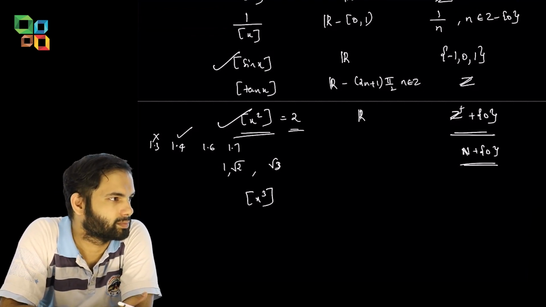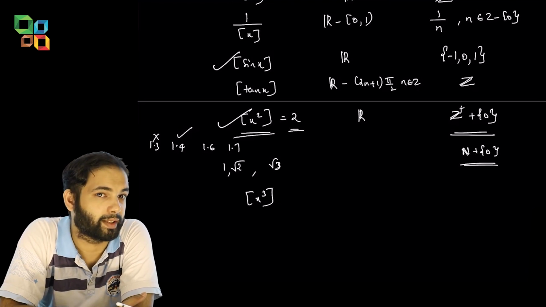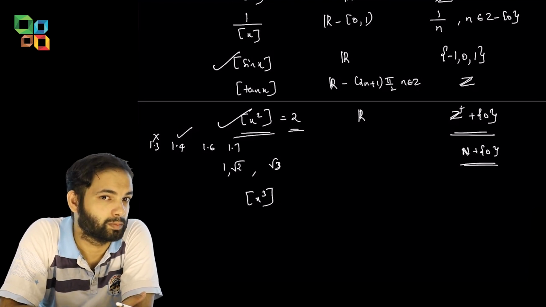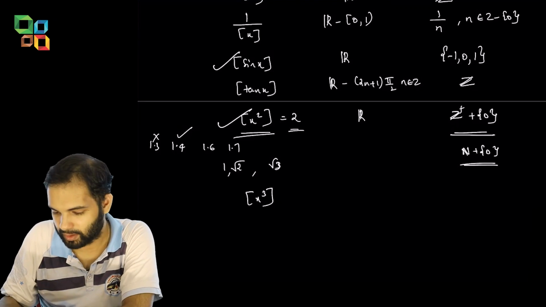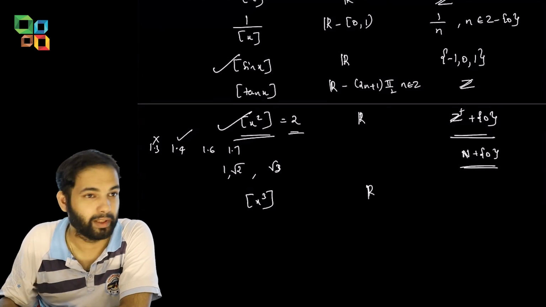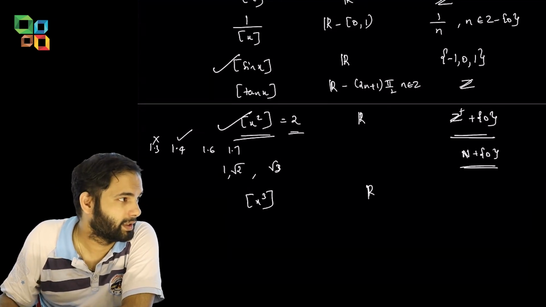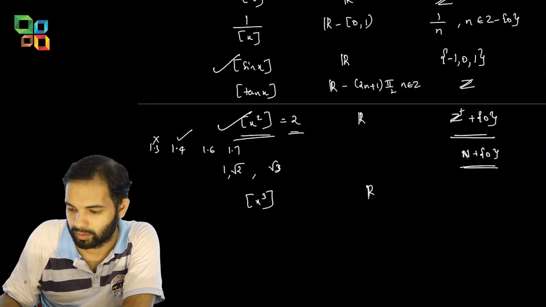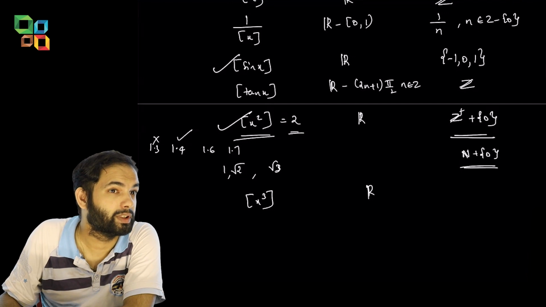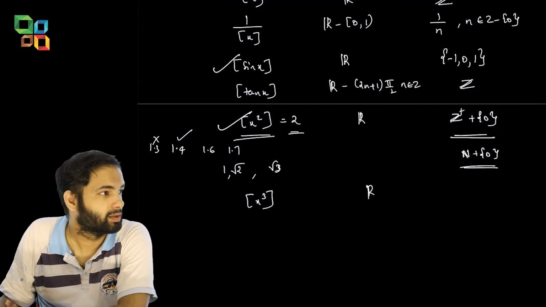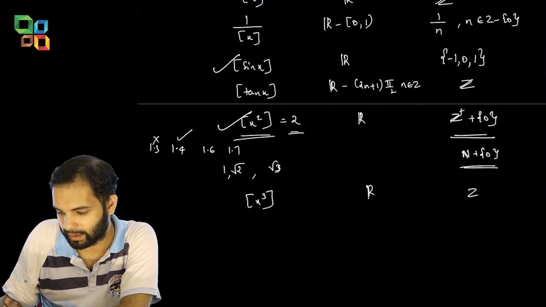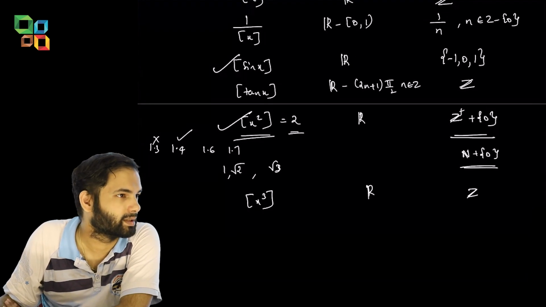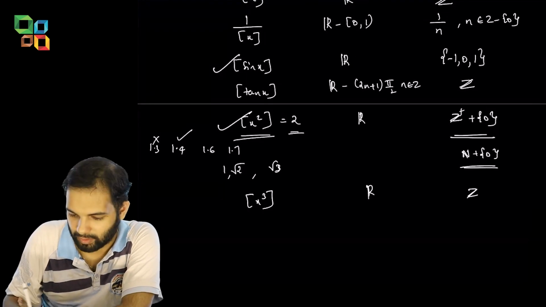Okay. What about the integer part of x cube? All real. Okay, this is very easy. Domain is right. All integers? Even in between? Sure. Positive integers? Yeah, it's x cube, it can take negative values. All integers.